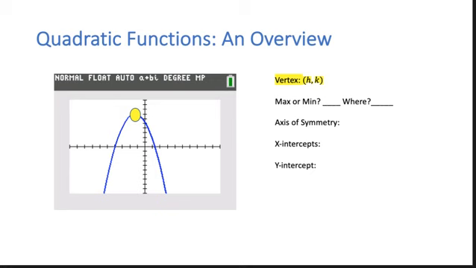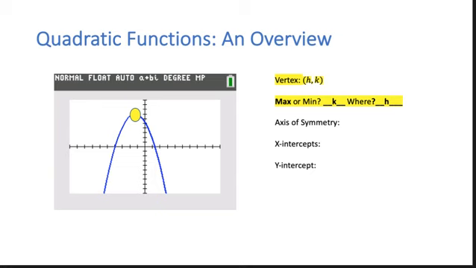Now, this is a pretty obvious question because you're looking at the graph. But is that vertex a max or a min? Is it the top or the bottom of the graph? Well, obviously it's the top of the graph. So we say that vertex is a maximum. We say the maximum is the y value, which is k, and where it occurs, the x value, which is h.